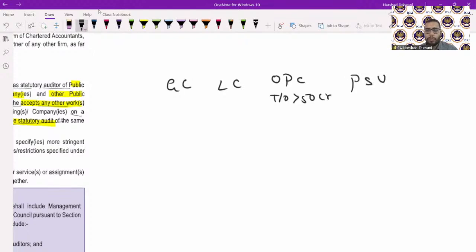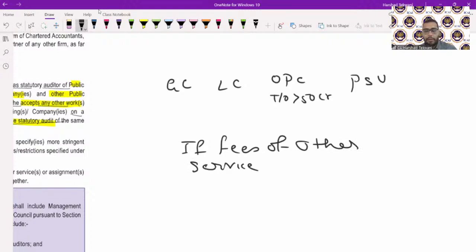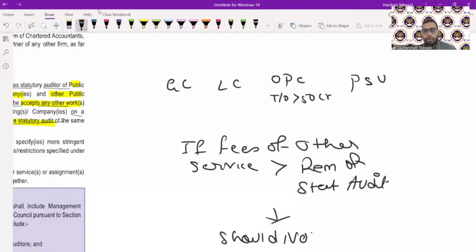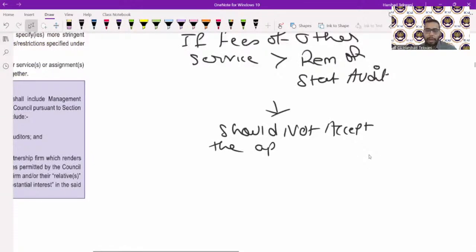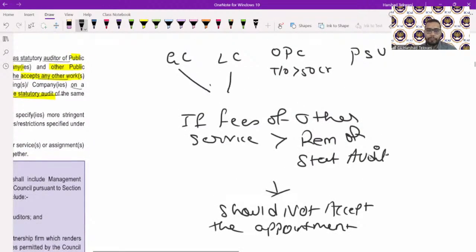So if the fees of other service is greater than the remuneration of stat audit, then I should not accept the appointment. Clear? I hope it is clear.